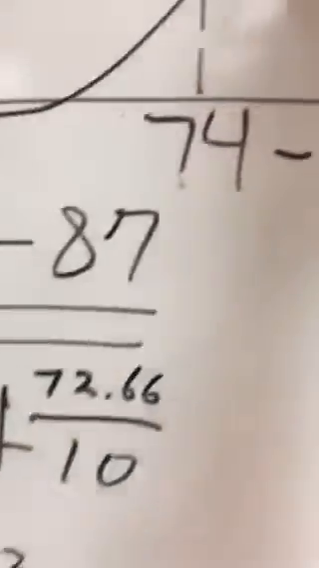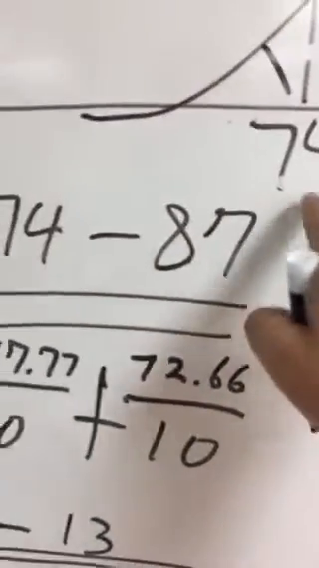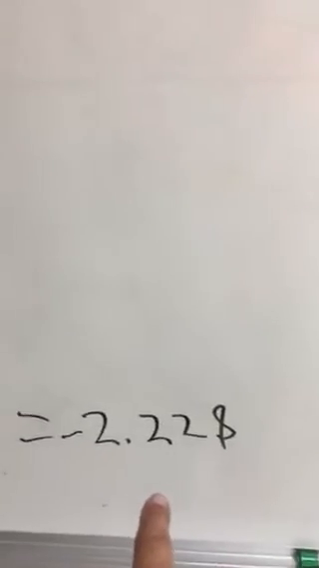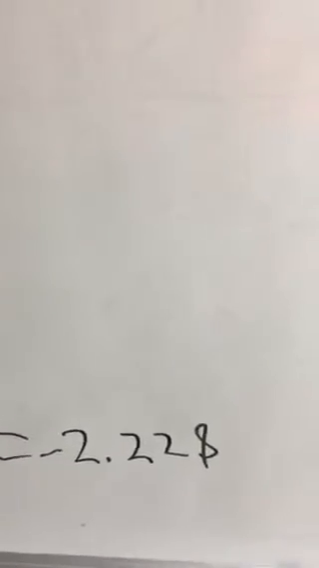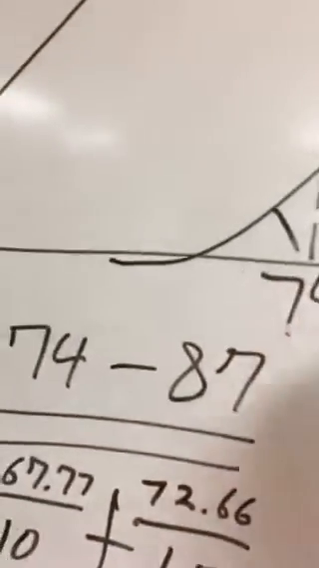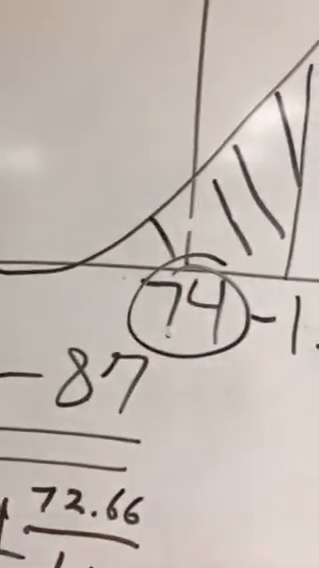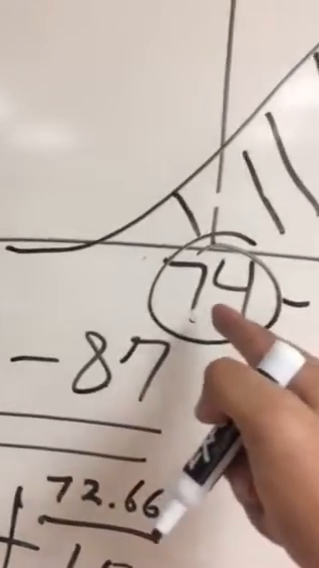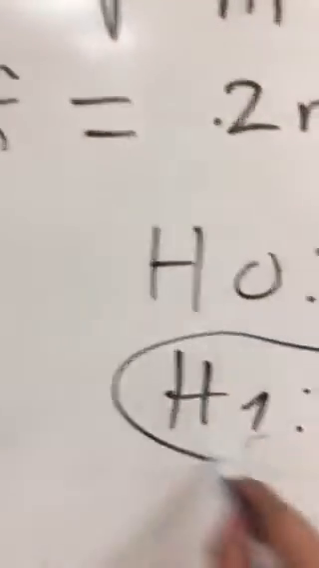So this would be my critical area, and this score of 74, which yielded a t-score of negative 2.28, falls well into this critical region, so I can say this mean of 74 is significantly lower than the mean of 87 here. And so that matches right up with my alternative hypothesis.